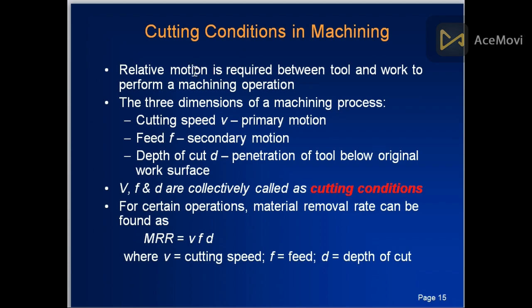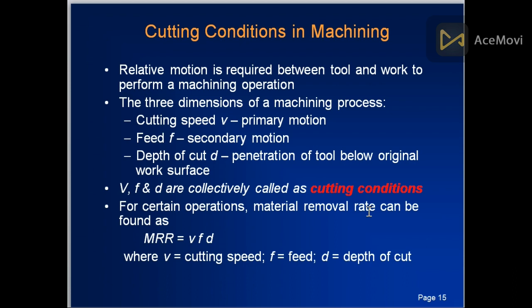Cutting conditions. Relative motion is required between tool and work to perform a machining operation. This is condition number one. The second is cutting speed. Primary motion, V, is the primary motion. Feed is F and it is known as secondary motion. Depth of cut, D, is the penetration of the tool into the work part. V, F, D are collectively, it is a combination that is dependent upon our choice of tool, material and all of these factors. But V, F, D are collectively called cutting conditions.